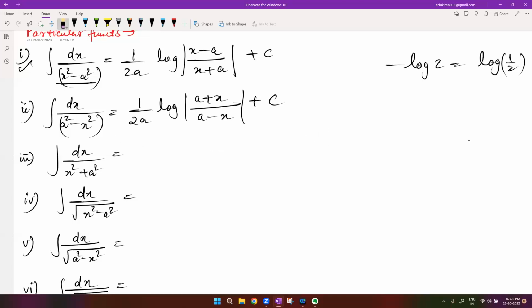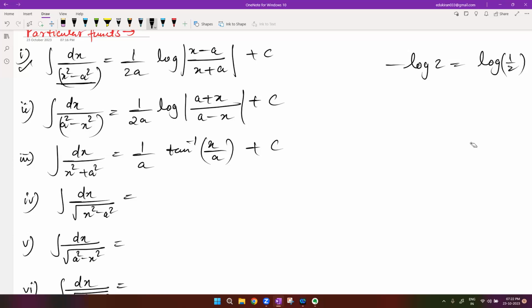So first and second will be your log expressions, and then third is nothing but your tan inverse. You remember tan inverse x, right? The differentiation of tan inverse x was 1 upon 1 plus x square. Similarly, this expression can be written as 1 by a tan inverse x by a, right?